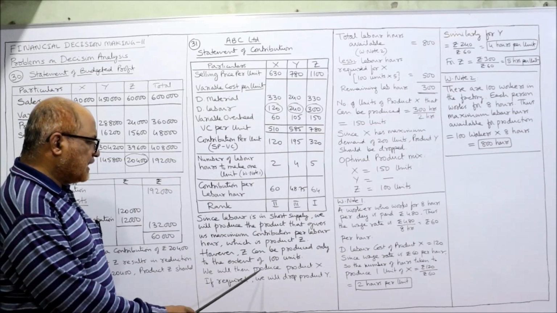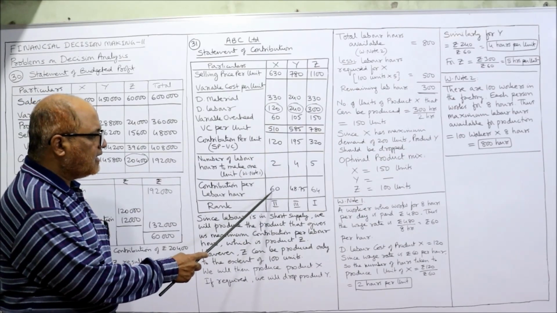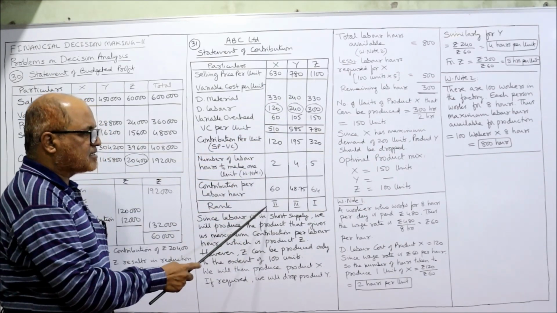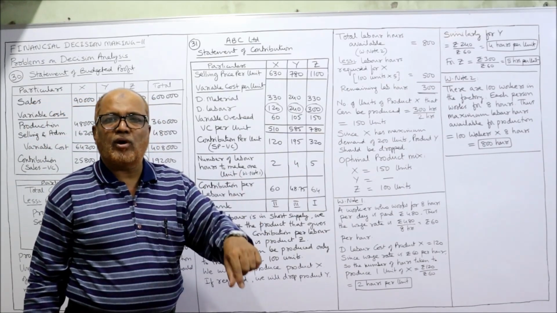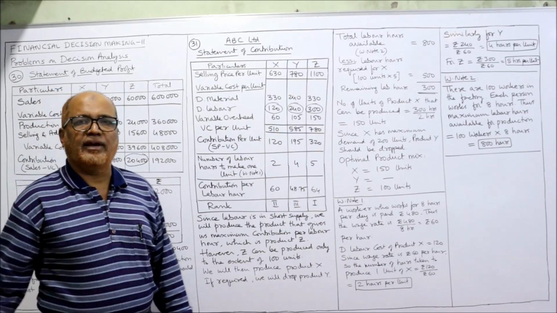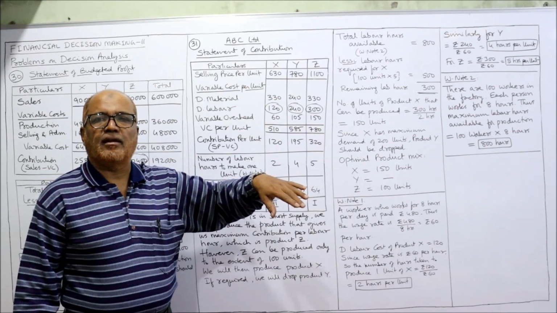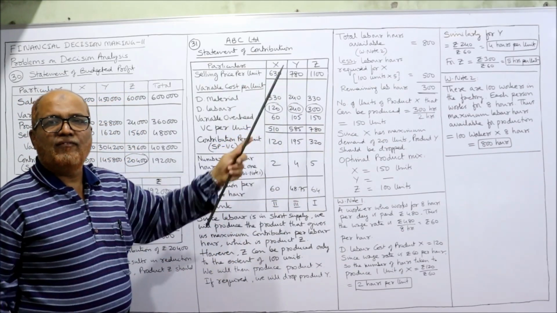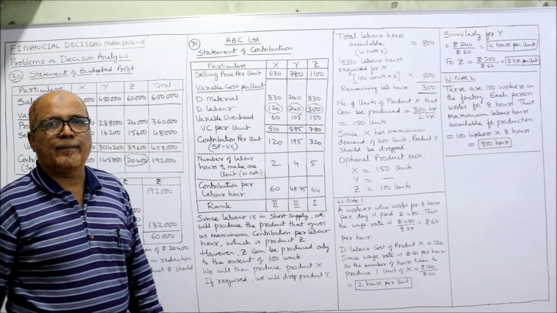We will then produce product X. The second rank is X product. First rank Z, second rank X. So after making Z product, now we focus on X product. If required, we will drop Y. We'll see. If there is still time after spending on X, then we will produce Y. If we don't have the time, then we will drop the product Y.